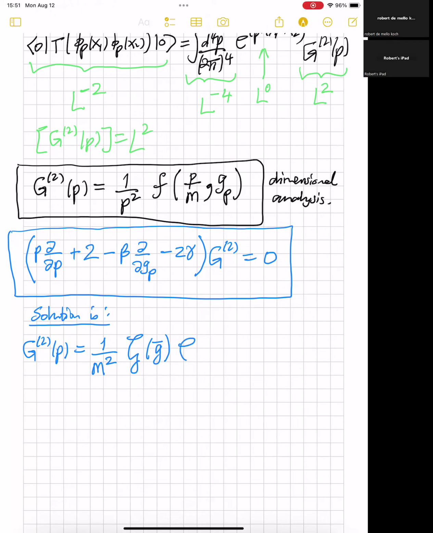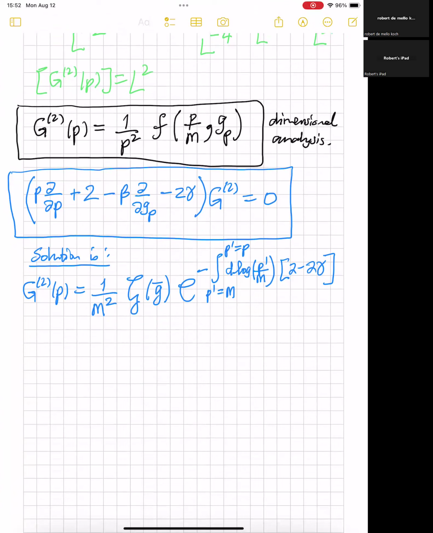And then we've got e to the minus an integral. The integration variable is d log p primed over m, and we integrate from p primed equal to m up to p primed equal to p. And what are we integrating? We're integrating 2 minus 2 gamma. In general, our anomalous dimension gamma will depend on p, so this is going to be a complicated integral to do.